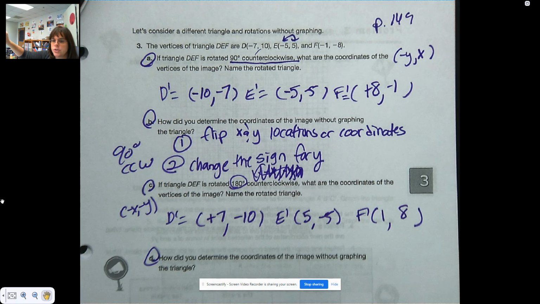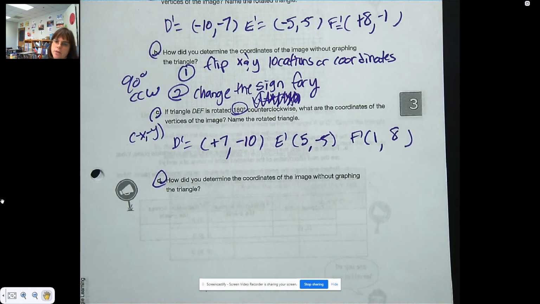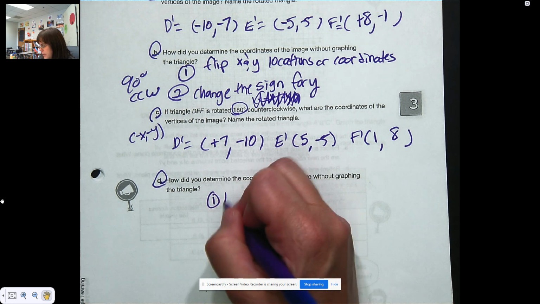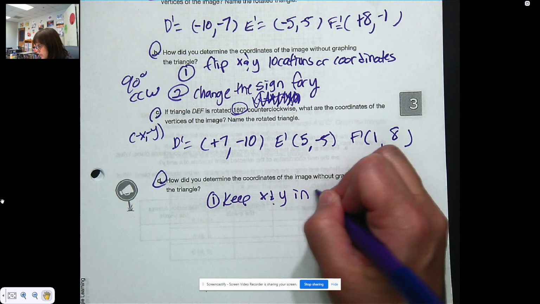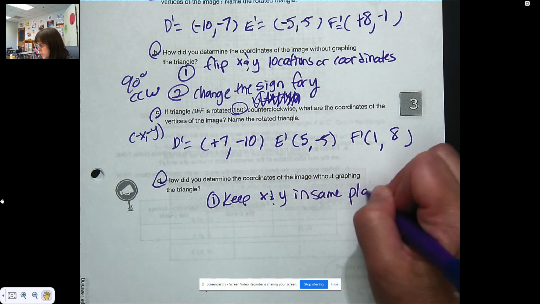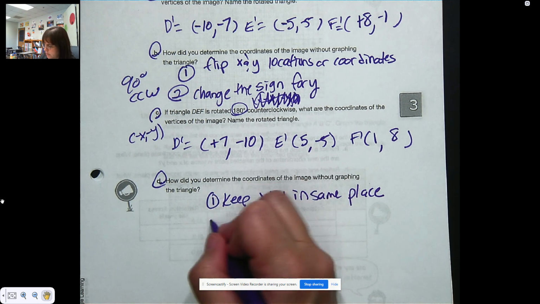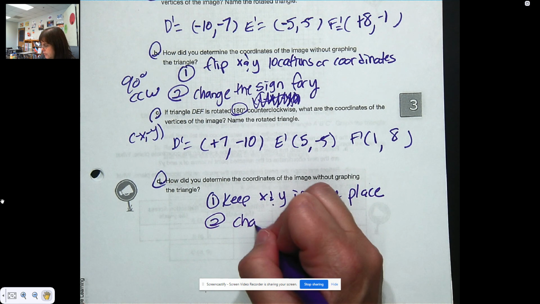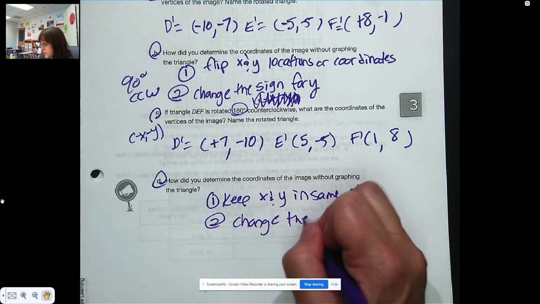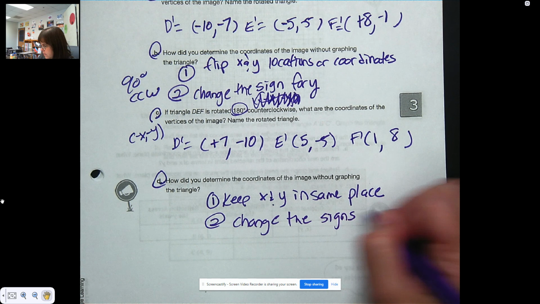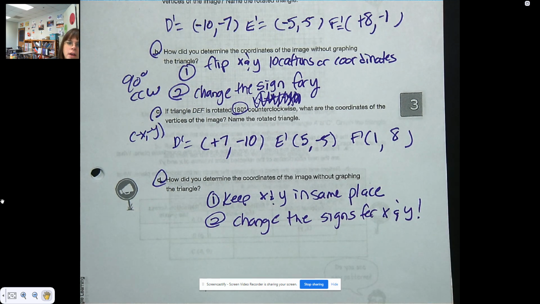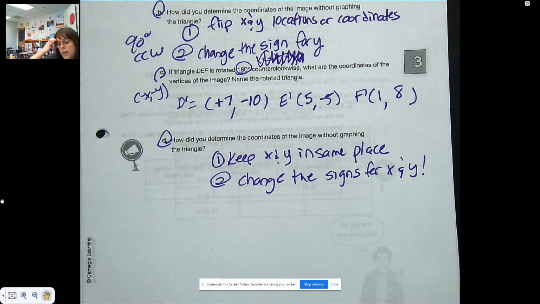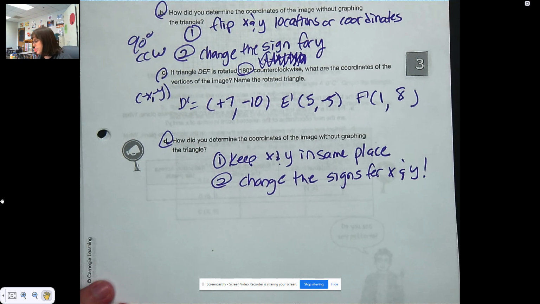Then it says, how did you determine the coordinates of the image without graphing the triangle? Step 1, keep X and Y in the same place. Step 2, change the signs for X and Y. Okay, so you keep X and Y in the same place, and you change the signs for X and Y.